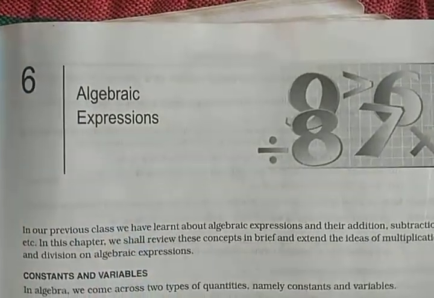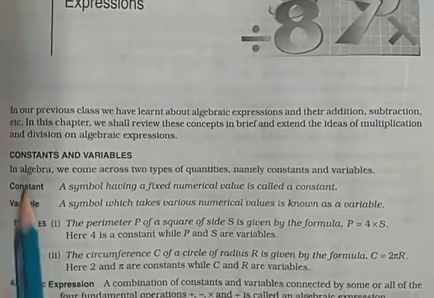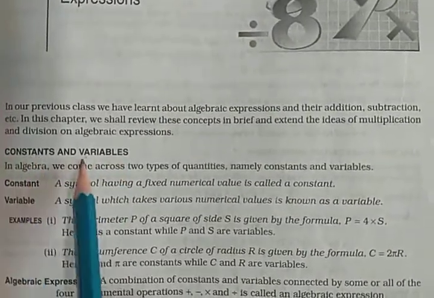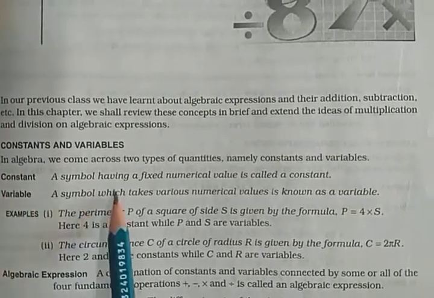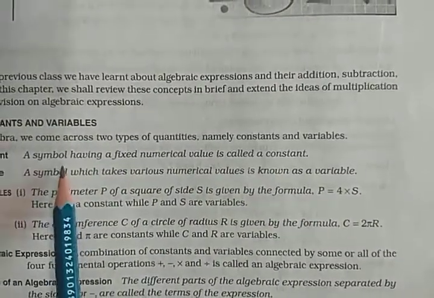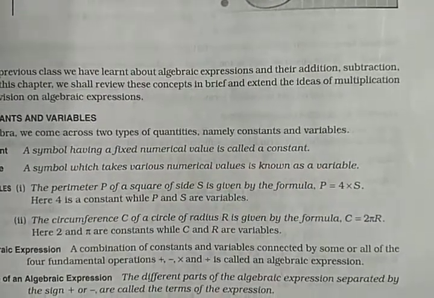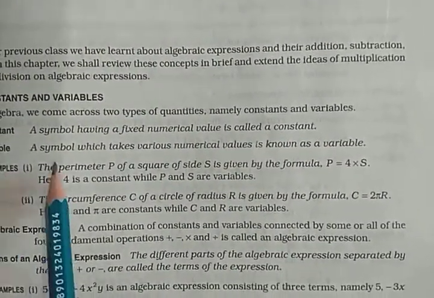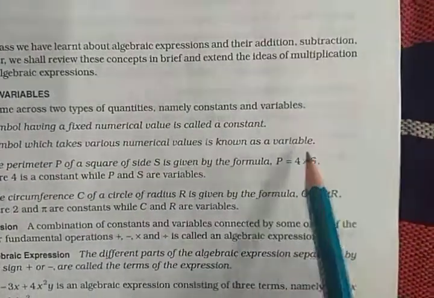Dear student, today I start a new chapter, algebraic expressions. So first, constant and variable. What are constants and what are variables? A symbol having a fixed numerical value is called a constant. And a symbol which takes various numerical values is known as a variable.